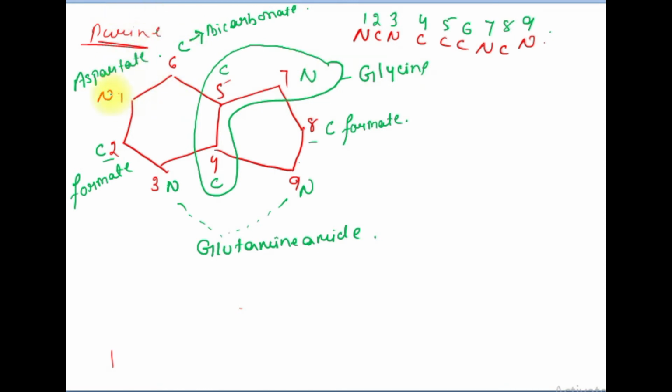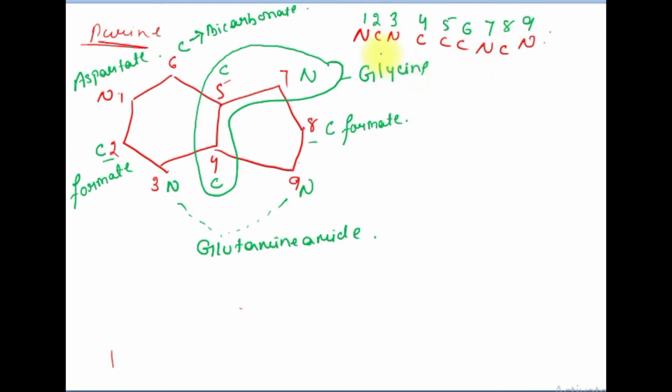So, the first nitrogen is made from aspartate, the second carbon from formate, the third and ninth nitrogens from the amide of glutamine, the eighth carbon from formate, the fourth carbon, fifth carbon and seventh nitrogen from glycine, and the sixth carbon from bicarbonate. In the sequence NCN, CCC, NCN, this is how we will write it down.